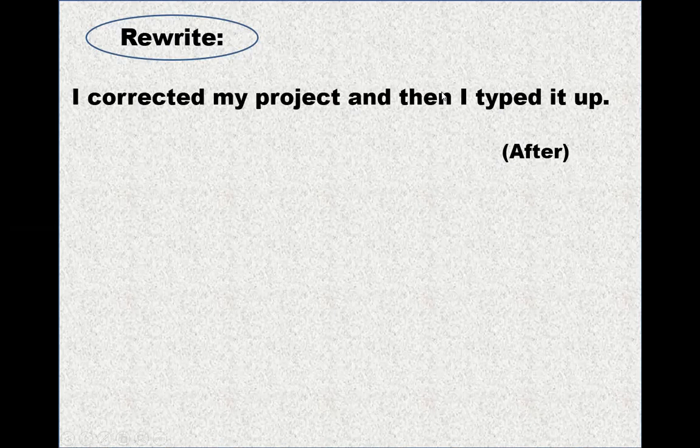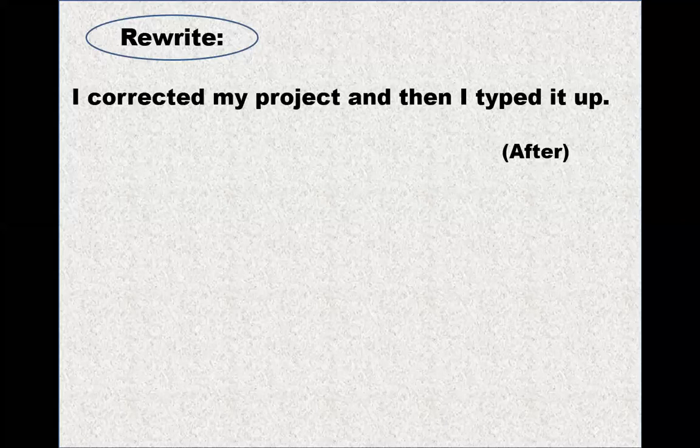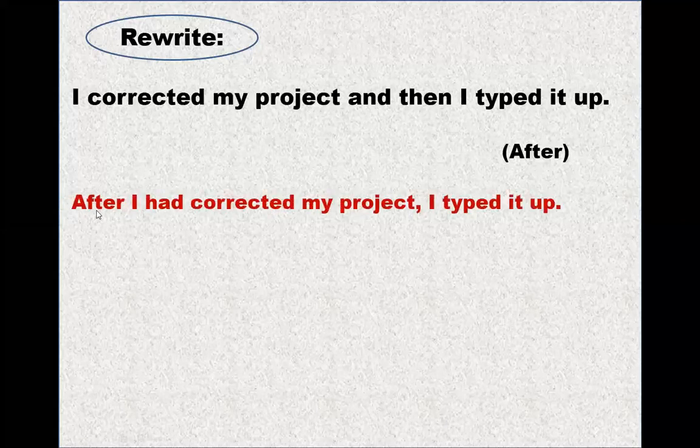Remember, I'm going to remove or cross out and then, because I used a linking word, which is after. I cannot use after and then in the same sentence. It's incorrect. So you will start with after, put a comma between the two sentences because you join them by after. And the rule says that we use past perfect after the linking word after. So the right answer here: after I had corrected my project, comma, I typed it up.